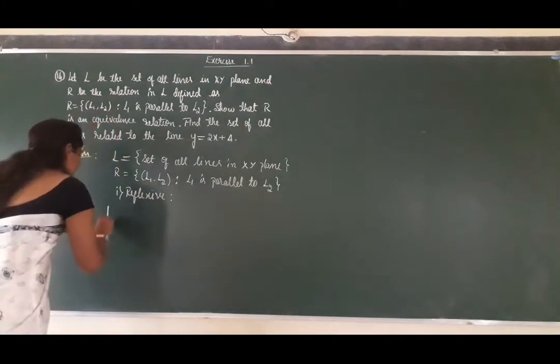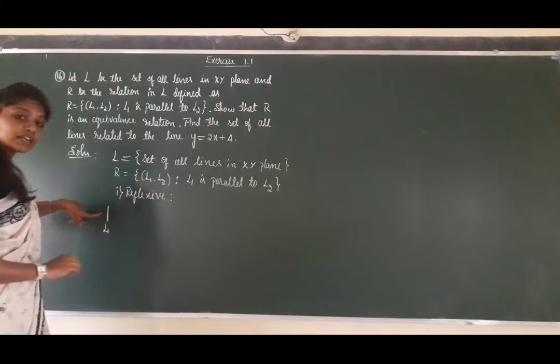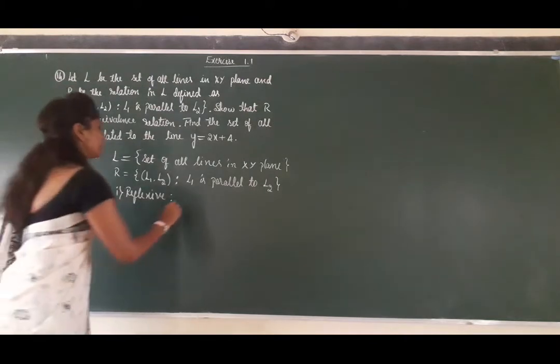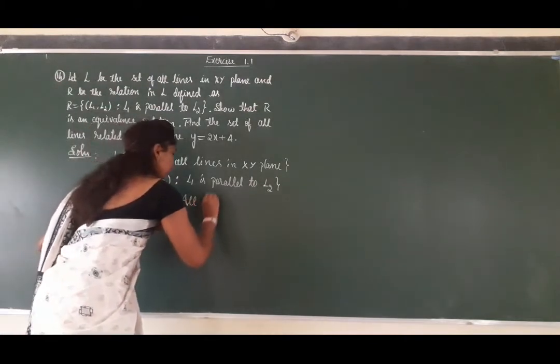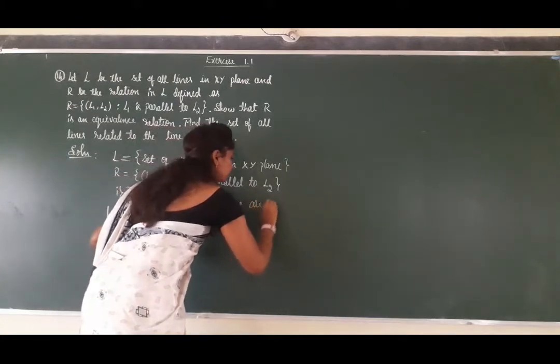That means this is a line L1. This is parallel to this line only. That is, (L1, L2) belongs to R. All the lines are parallel to themselves.